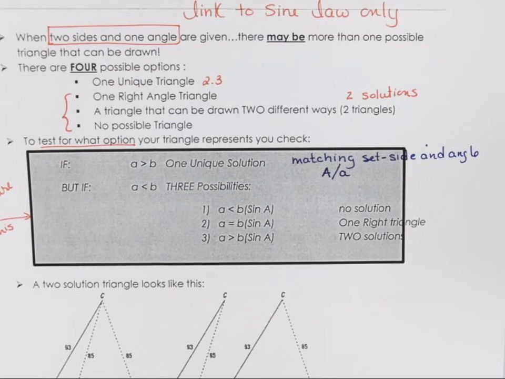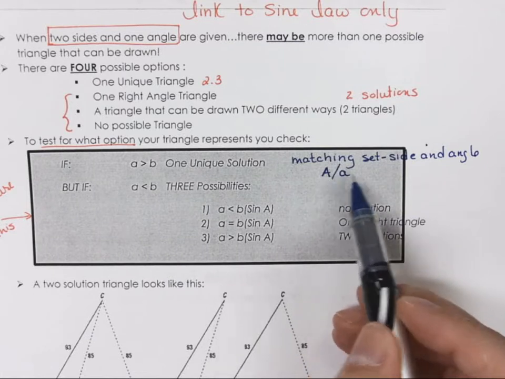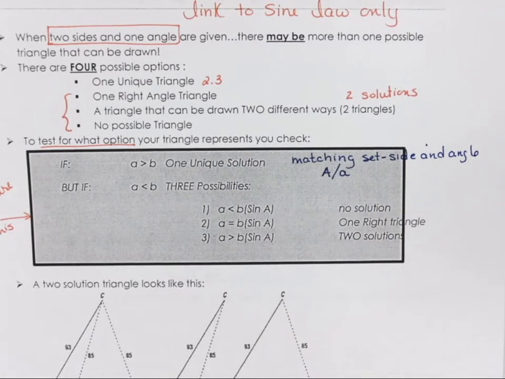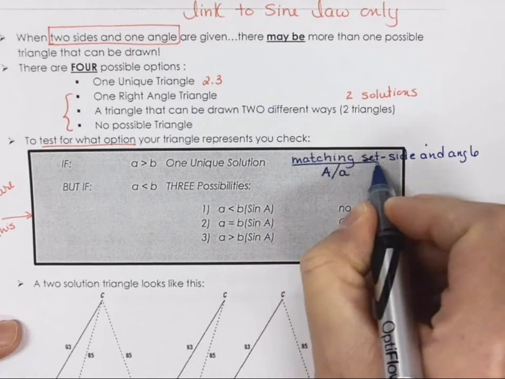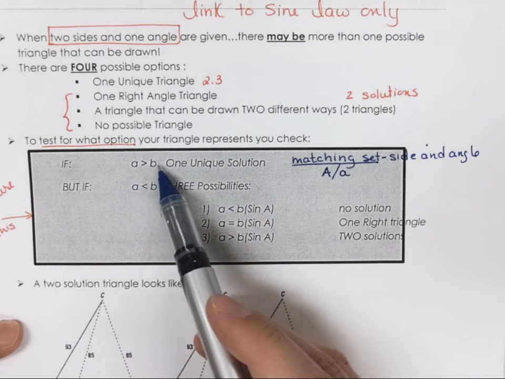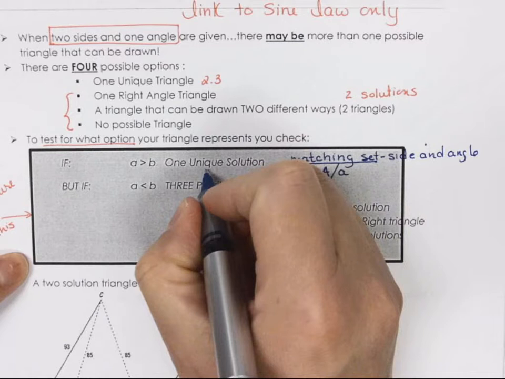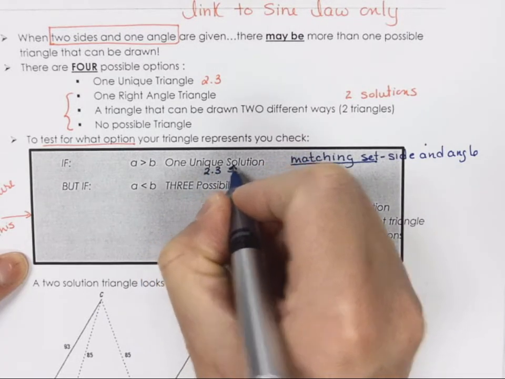Okay, so don't get too caught up in the letters, because sometimes I won't use A, B, C, D, E. I will use X, Y, Z, right? So the matching set in this situation is always referred to as a capital A, small a, okay? So if side A is greater than side B, so my matching set side is greater than the other side given, you've got one solution, you go right on to 2.3. So that's the 2.3 lesson, that one here.